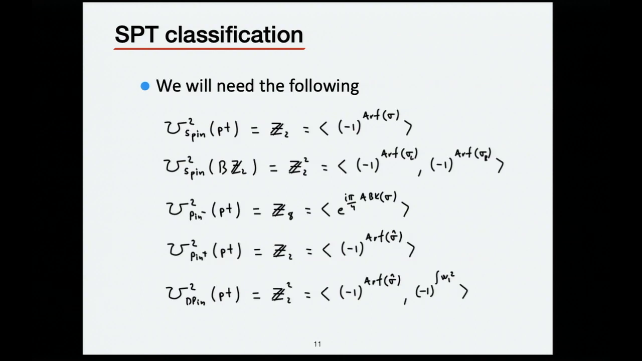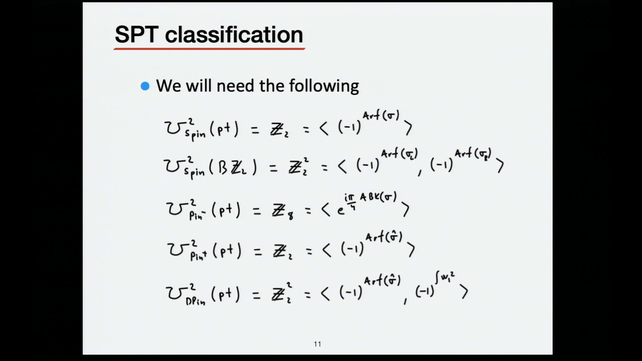Okay, so we will need the following ones. Some of them are very familiar. So this is just spin manifolds in 2D, and there's the classification into Z2, with the trivial phase and then the Arf invariant, which I will describe later. I can have a spin manifold with some Z2 bundle, and in this case I have a Z2 squared classification, and we can think of this as a pair of spin structures, which will also play a role.